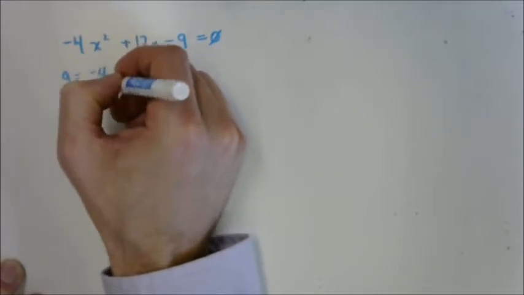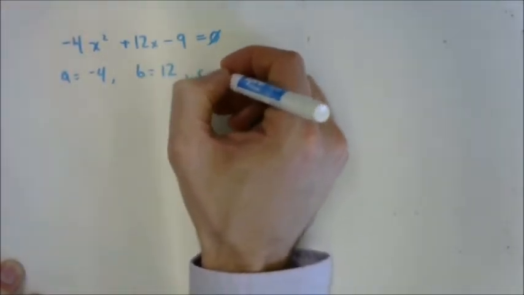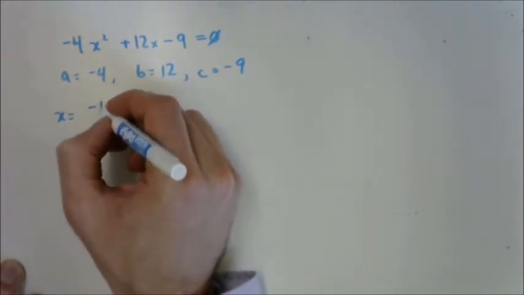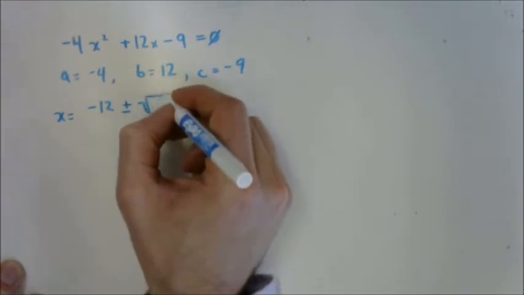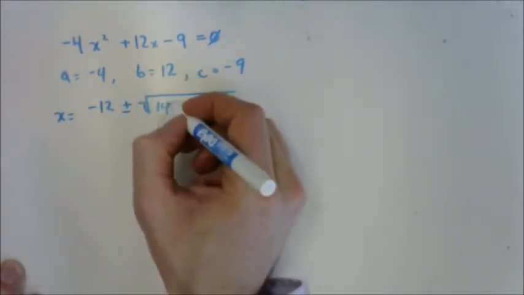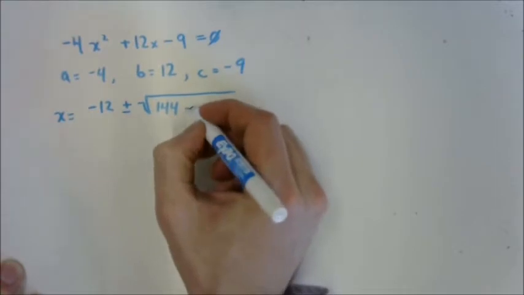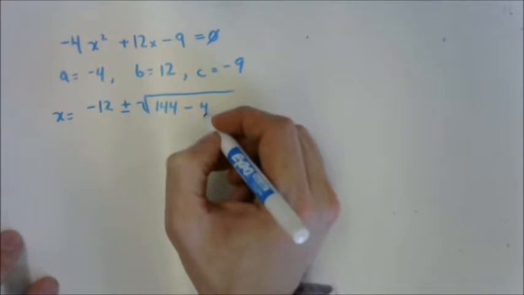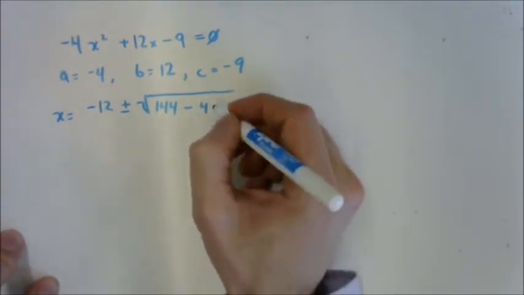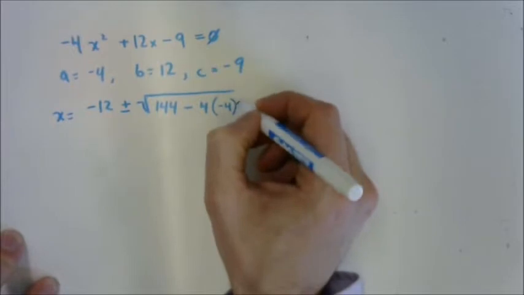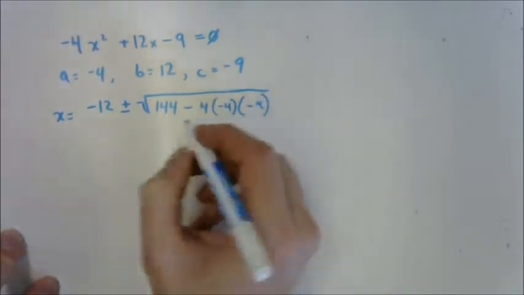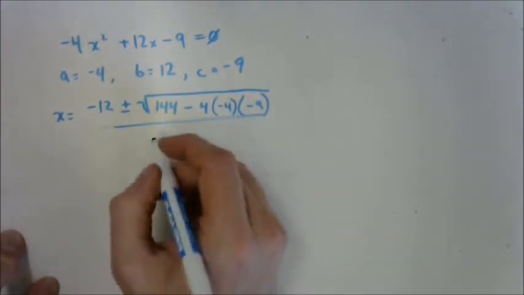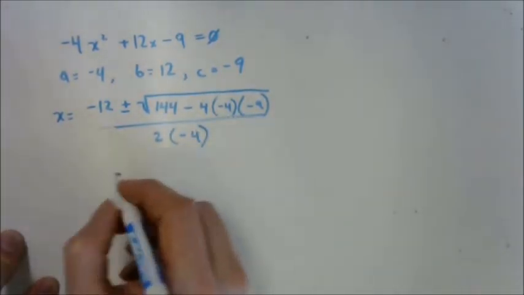A is negative 4, B is 12, C is negative 9. x equals negative b, which is negative 12, plus or minus the square root of b squared. I'm just going to write 144 right away. That's 12 squared is 144, minus 4ac. Okay, 4 times negative 4, negative 9, all over 2a, 2 times negative 4.